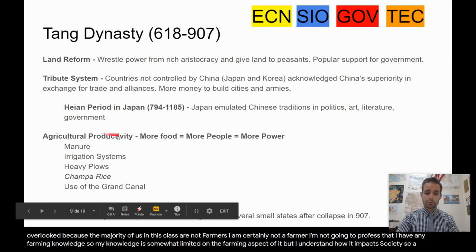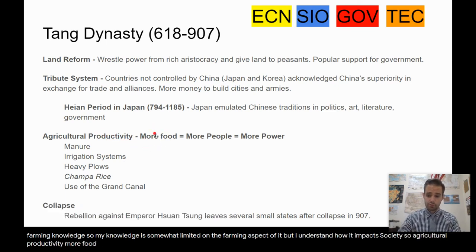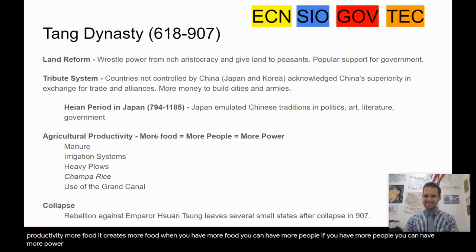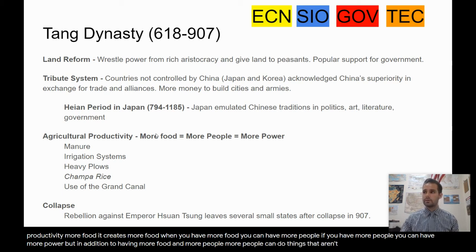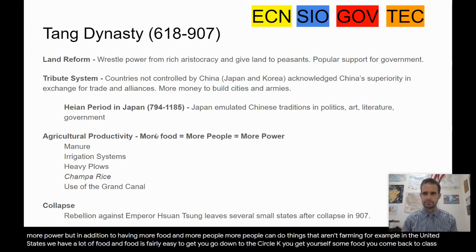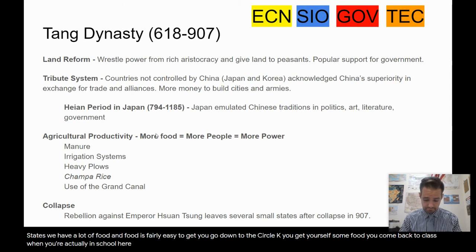So agricultural productivity creates more food. When you have more food, you can have more people. If you have more people, you can have more power. But in addition, with more food, more people can do things that aren't farming. For example, in the United States, we have a lot of food, and food is fairly easy to get. You go down to the Circle K, you get yourself some food, and you come back to class when you're actually in school here.